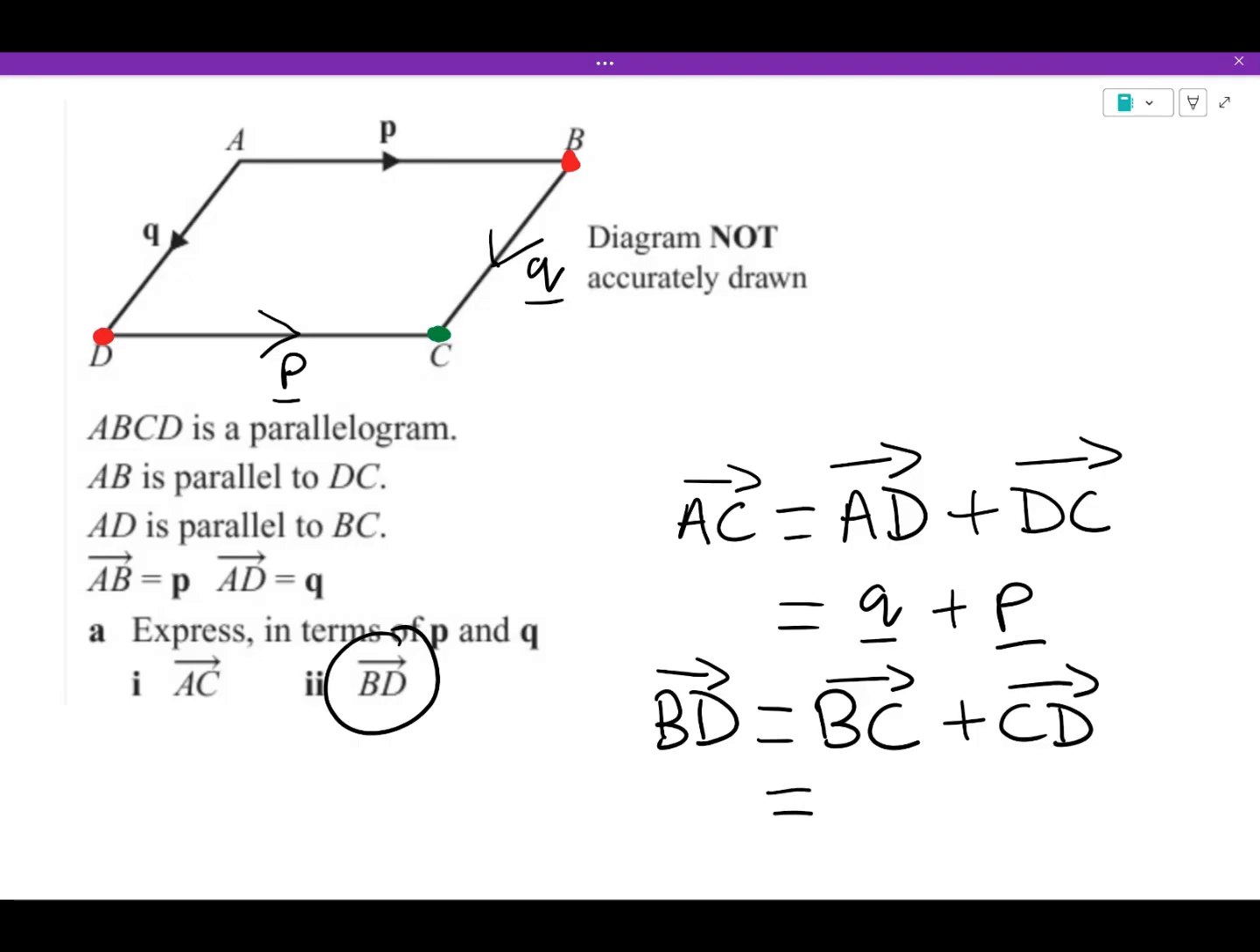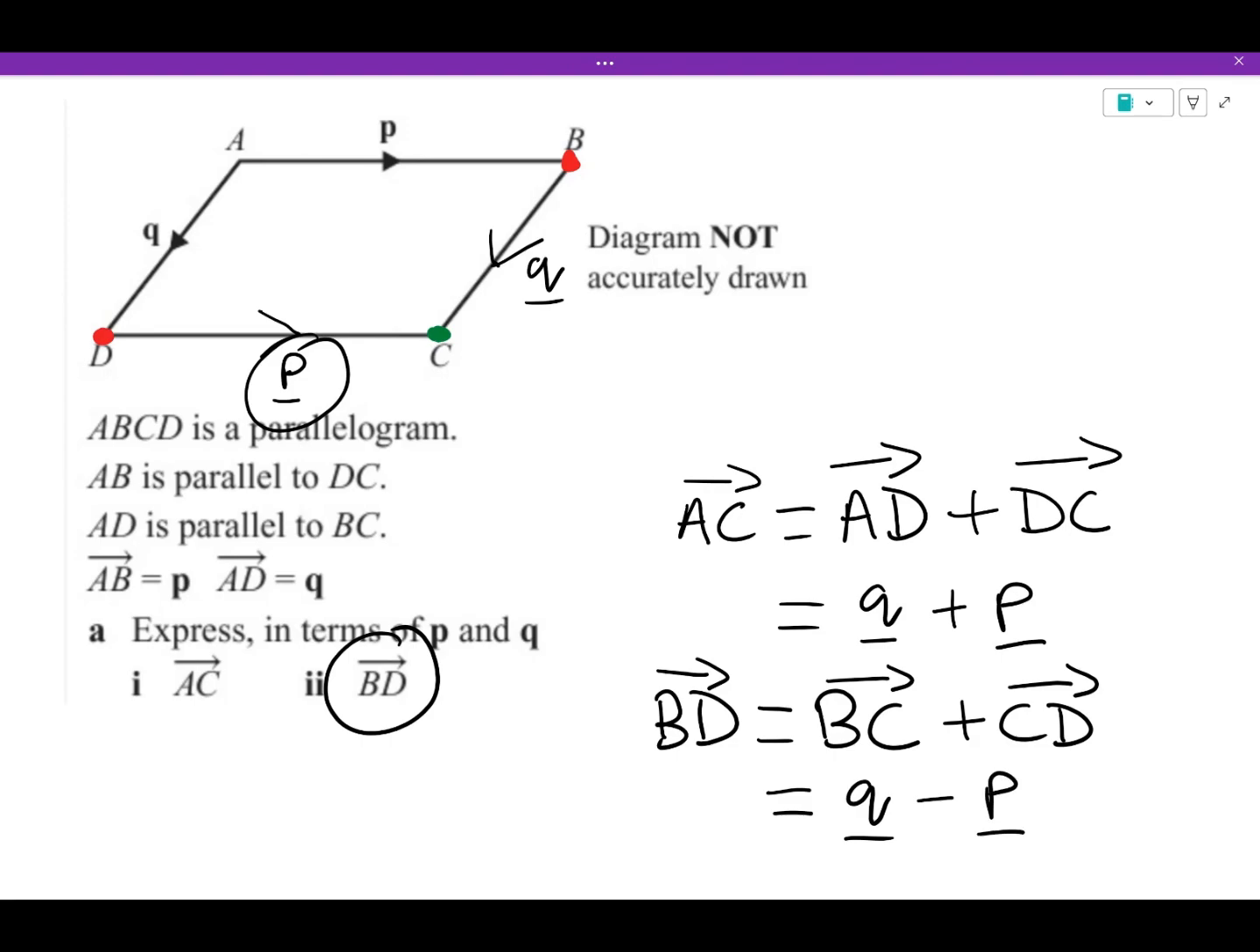So let's fill in my vectors in terms of P and Q. So B to C is this vector here. It's positive Q. And then C to D, well, that goes against the arrow, so it's not P. It's going to be negative P, like that. And that would be my final answer.